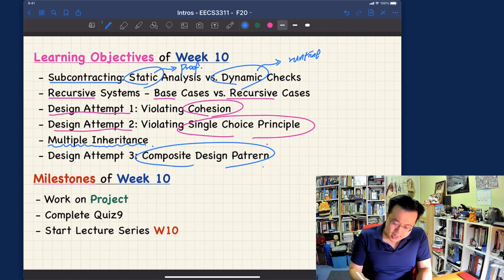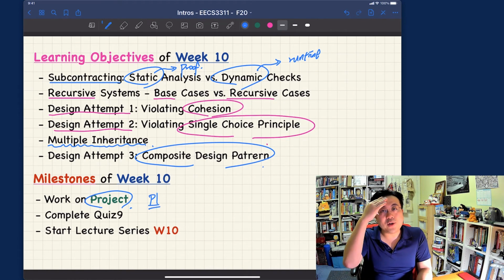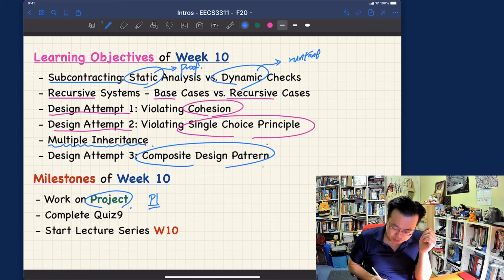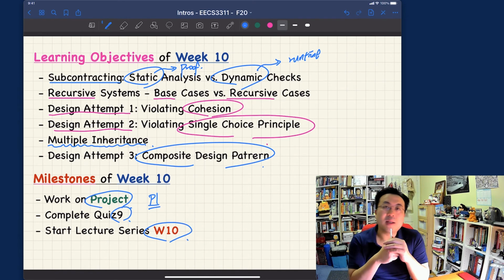Okay, what should you complete this week? You should really keep working on the project. Don't forget, phase number 1 is due very soon, on November 25th. You can look up the deadline. You're going to complete the week 9 quiz, and also start the week 10 lecture series. This will be our third-last lecture series for the semester. We have 2 more to come.